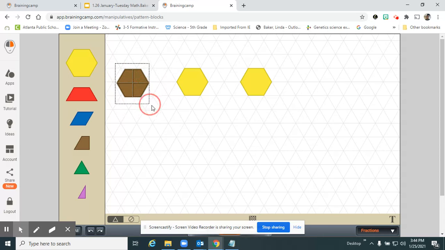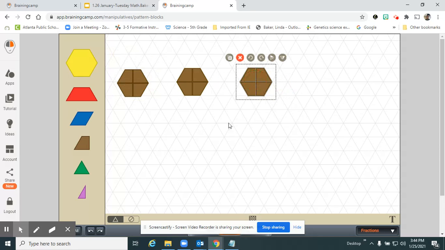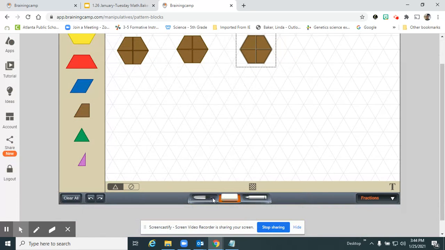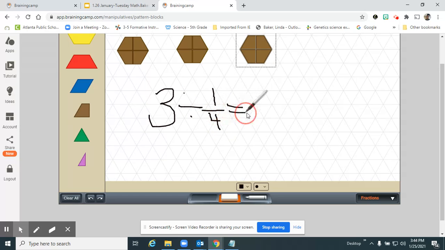So I'm going to copy this and paste it over here. Copy and paste it. And this shows me once again that 3 wholes, or 3 pounds of ground beef, divided into quarters will give me 12 quarters.